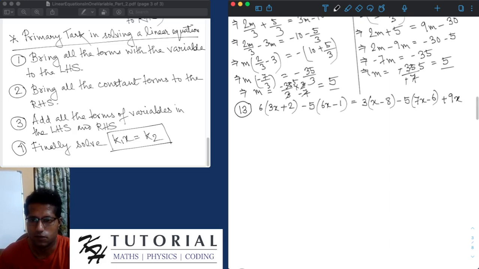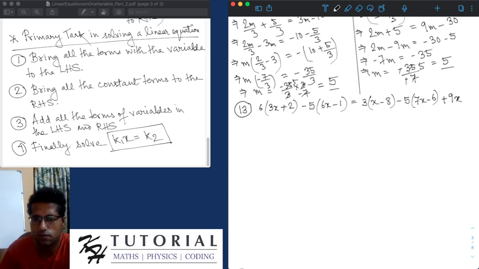Let's do question number 13. It's a little complex equation. It is not actually complex; it is looking complex because of the products. The straightforward way is to do the products and then bring all the variable terms to the left hand side and all the constant terms to the right hand side. There are no rational or fractional terms where we have to find the LCM and multiply both sides. That is not required in this problem.